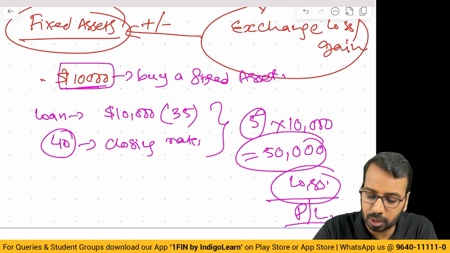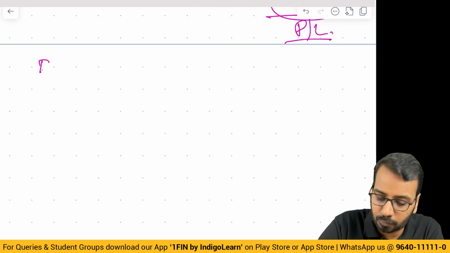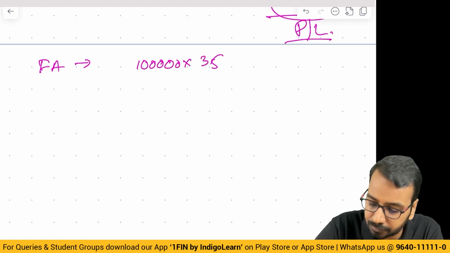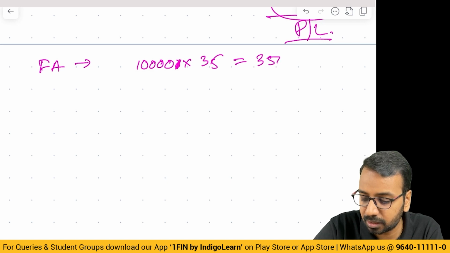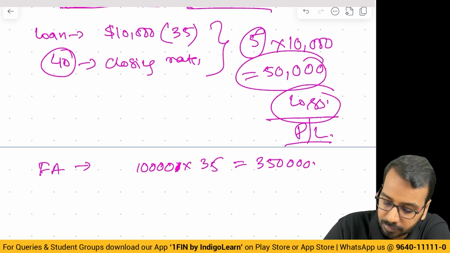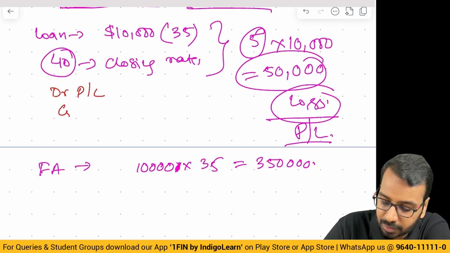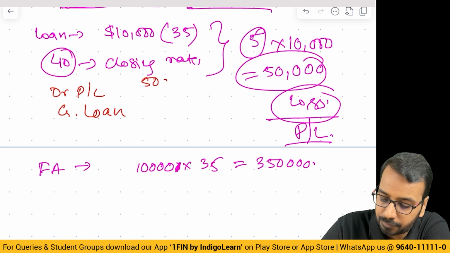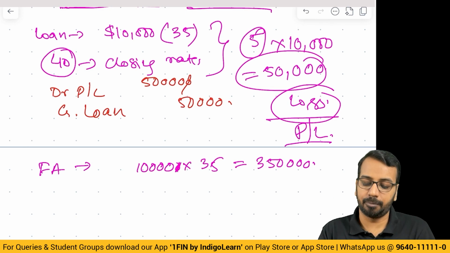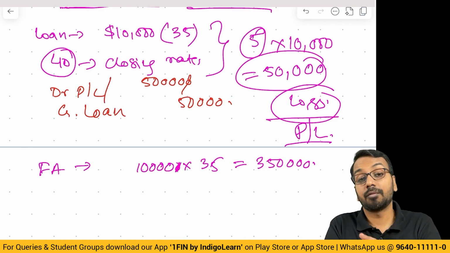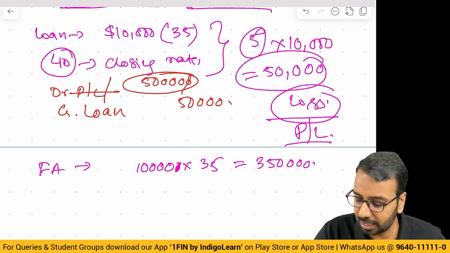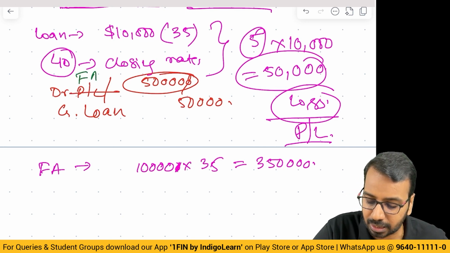See, $10,000 was spent to buy a fixed asset. So fixed asset will be $10,000 into 35, that is 3,50,000. Right? Now this loss, first choice is debit P&L, credit loan 50,000, and basically transfer the loss to the P&L. When I say debit P&L, exchange loss. 46A gives us an option that if you want, don't take this to P&L. Instead of debiting it to P&L, use that amount to add to the cost of fixed asset.